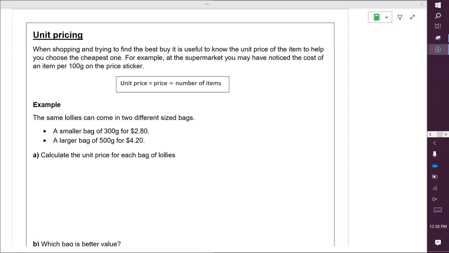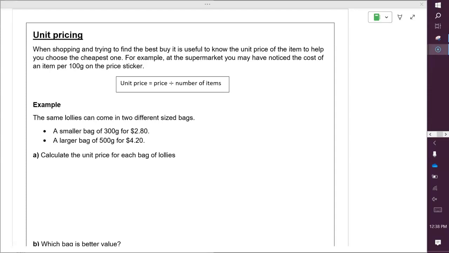Unit pricing. So this is really important when you start to earn money and you start to buy things. You need to look for what's the best value for your money, instead of just going and buying, yep, I'll have this. It's looking at, well, is this a cheaper product or a more expensive product if I buy in bulk or vice versa? So when shopping and trying to find the best deal, it's useful to know the unit price to help choose the cheapest one.